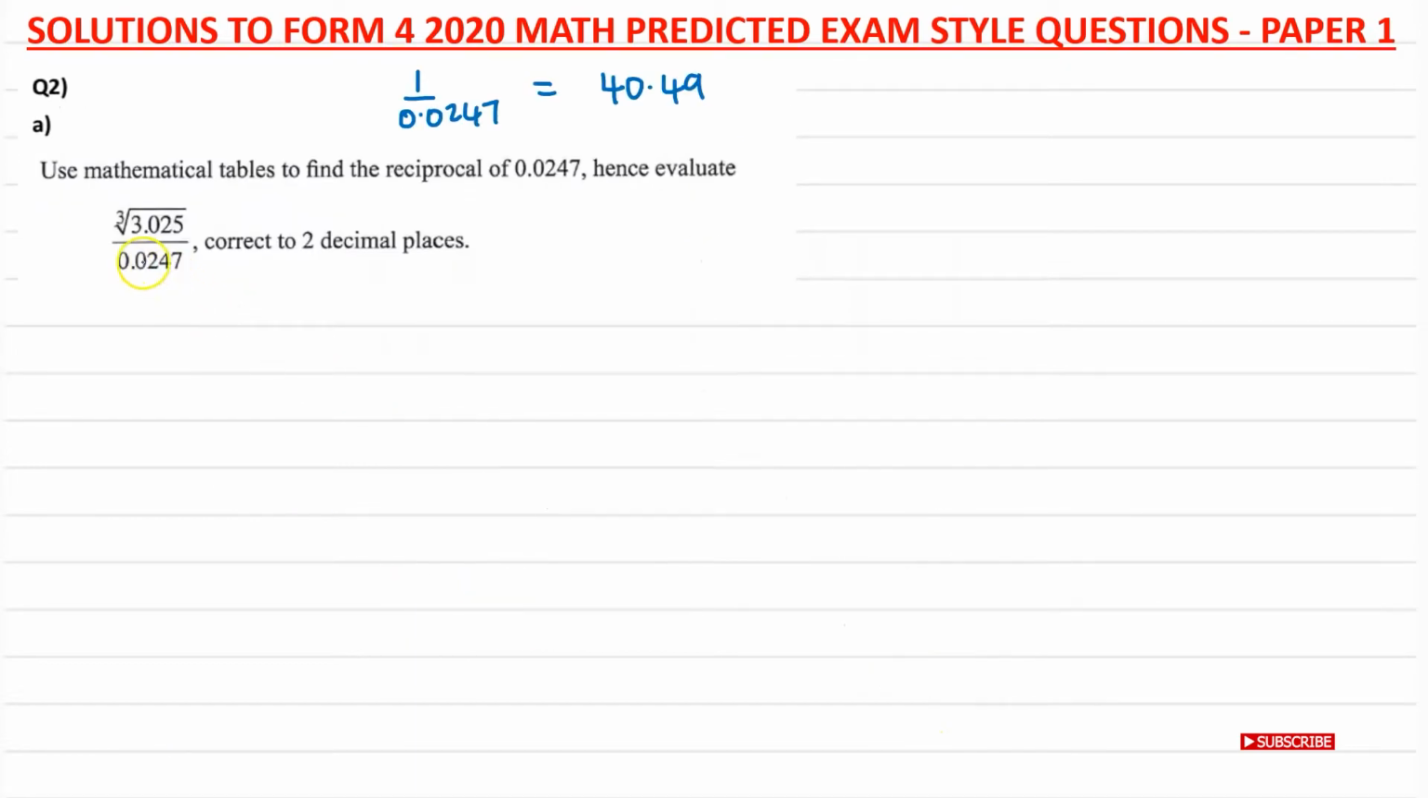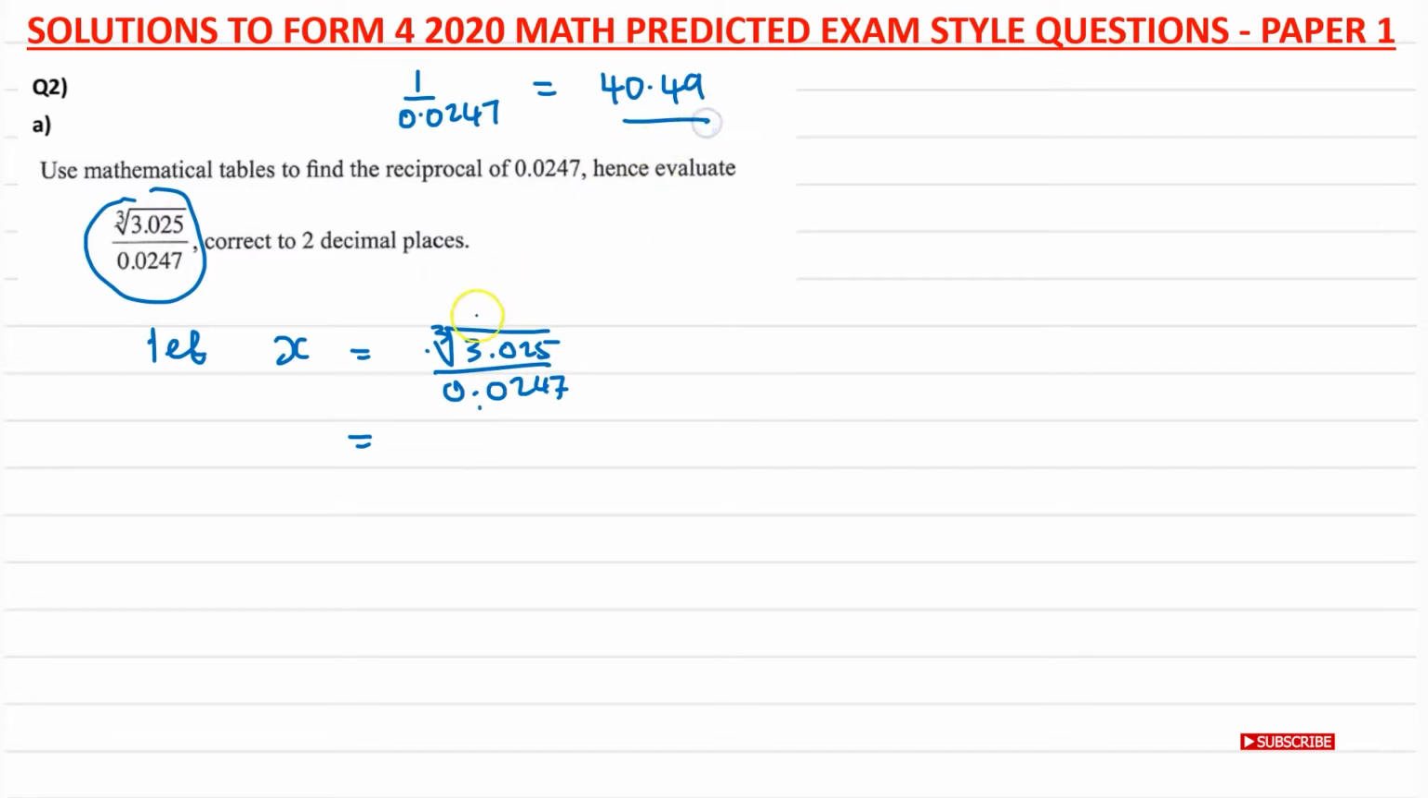And now for the second part, we are asked to evaluate all this correct to 2 decimal places. So I'm going to say let x be equal to all that number, so square cube root of 3.025 over 0.0247. We already know 1 over this is 40.49 from the previous question, so I can write that as 40.49 times the cube root of this one.